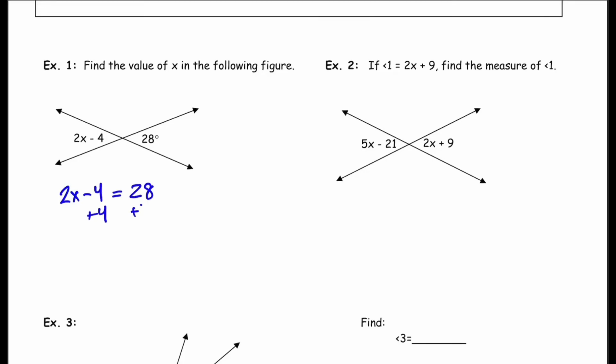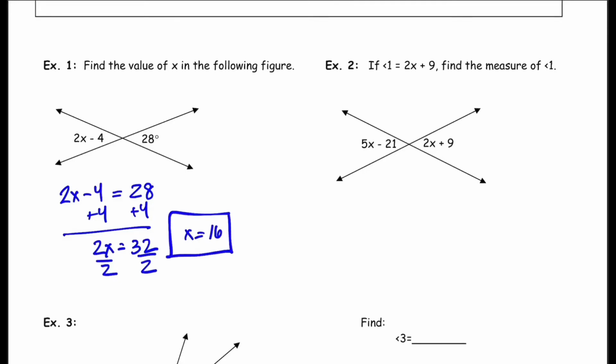Add 4 to both sides. 2x equals 32. Divide by 2. X equals 16. And the directions just say find the value of x. That's all we have to do. We are done.